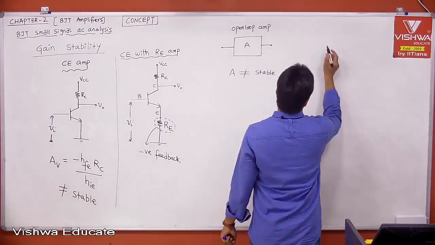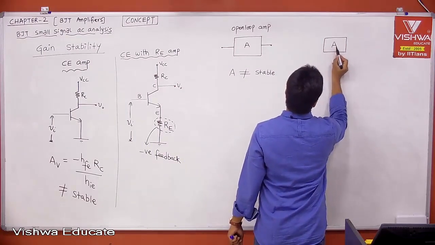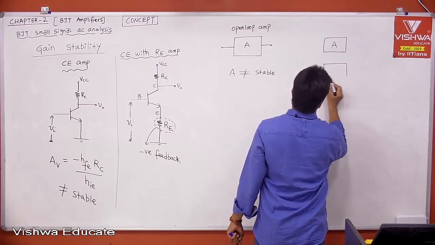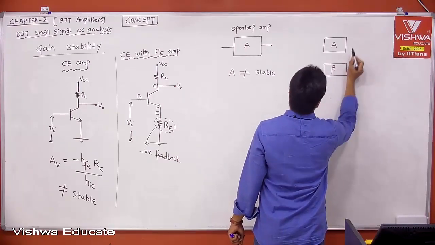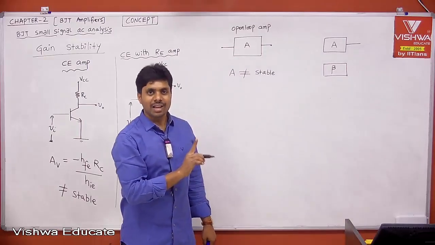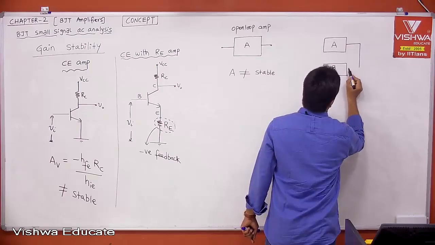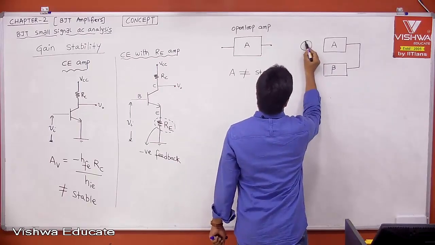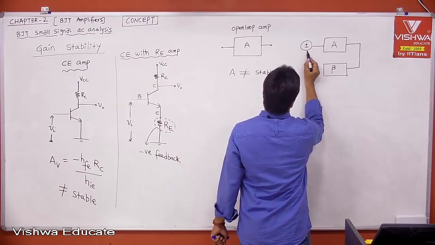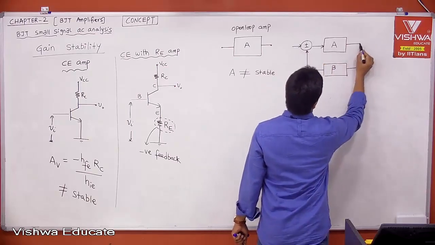Maybe after applying negative feedback, let us say this is our gain A, and this is our H of S, but I am calling this the beta network, and it is not the transistor beta. Remember, that is not the transistor beta, that is the beta network or passive network. That is the terminology people follow. And let us say it is something like this. Then now this is with feedback.